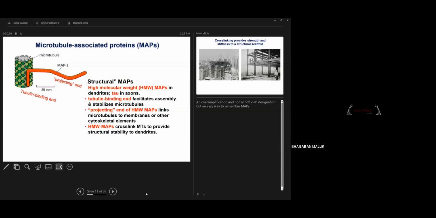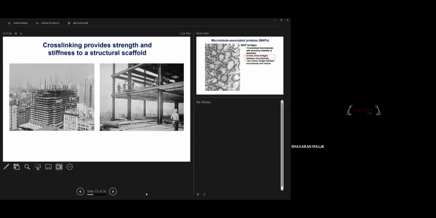Okay. So the tubulin binding end stabilizes the microtubule. These are the important key features of microtubule associated proteins. They provide support by cross-linking one microtubule to another microtubule, and also cross-linking one microtubule to other structures like vesicles, so that you have proper function of the neuron.